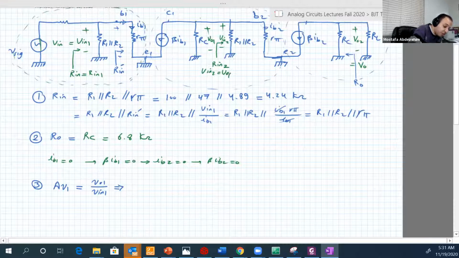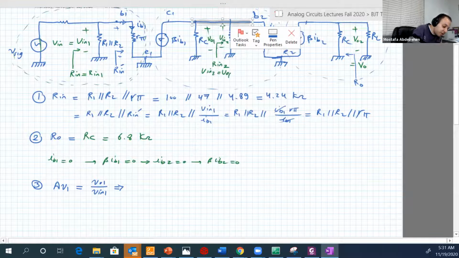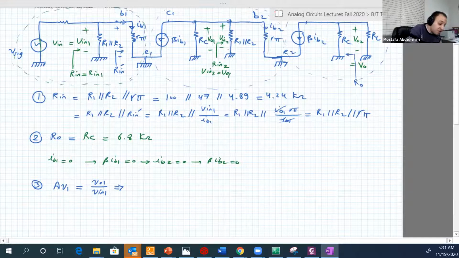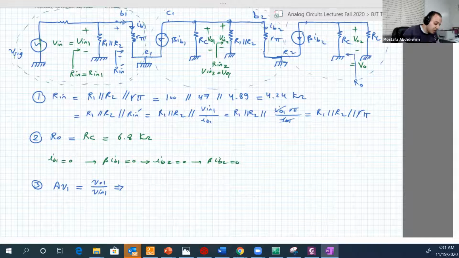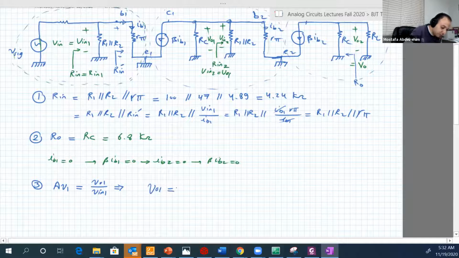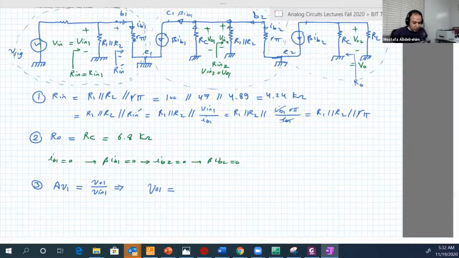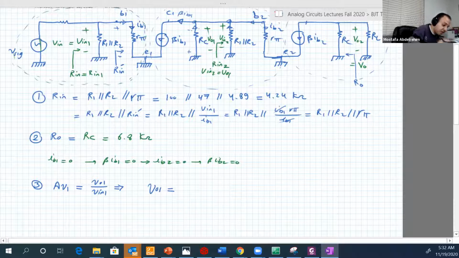So here is the output 1. The voltage across either this resistance, R1 parallel R2, or this resistance, R pi, is the same because all the 3 resistances are in parallel, right? So we can say that VO1 is equal to, since the current coming out of these 3 branches is added up, if we assume 3 currents flowing like this, these 3 currents will add up to beta IB1, which is the current in that current source. But this current is flowing from bottom to up, so the voltage is opposite to V output 1. So minus beta IB1 RC parallel R1 parallel R2 parallel R pi.